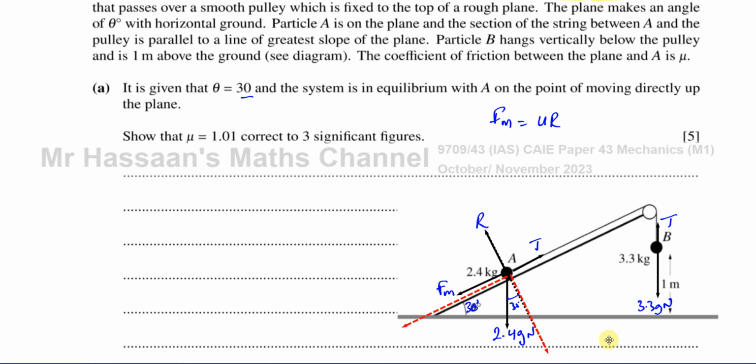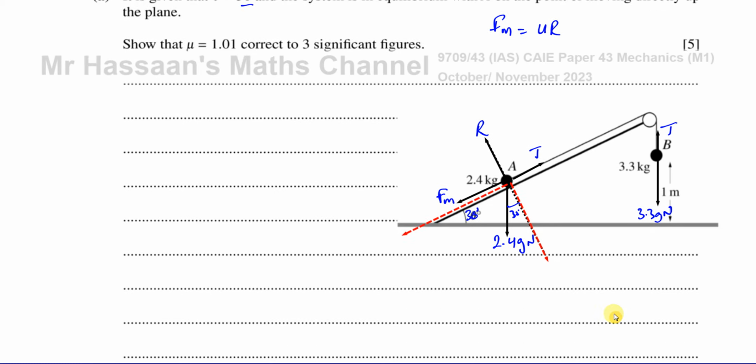When you're resolving perpendicular to the plane here, because I'm given the angle 30 degrees and I have to go into the angle, I'll use cosine. So 2.4 G, okay, which is 2.4 G times cosine of 30 degrees. And if I resolve parallel to the plane, I'm going to use sine. So 2.4 G times sine of 30 degrees. Okay. And we know that this whole thing is in equilibrium, but on the point of moving. That's why we know that F max has been achieved.